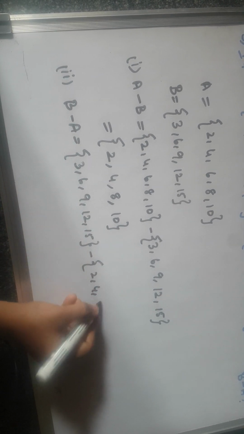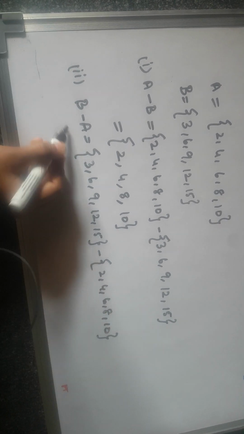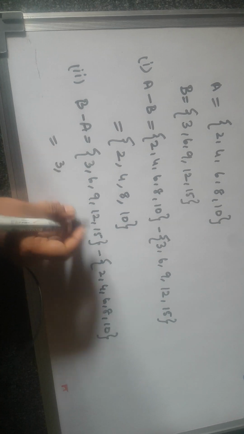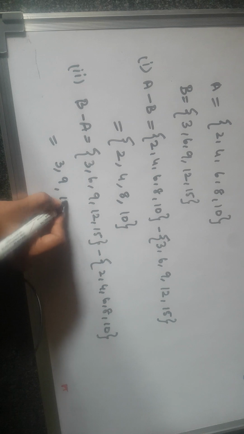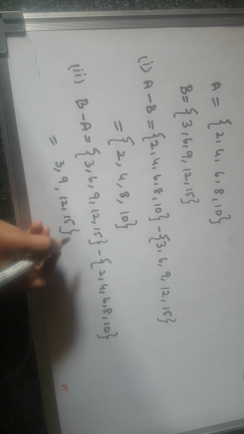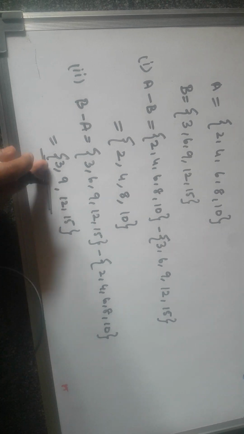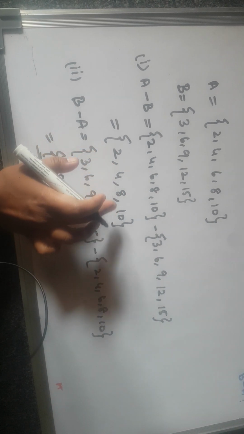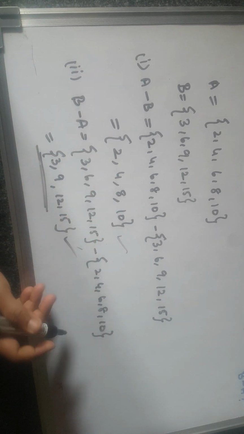2, 4, 6, 8, 10. What is the value that comes? 3 is not present, so 3. 6 is present, so we should not take 6. 9, 12, 15. So what is the value for B minus A? 9, 3, 9, 12, 15. And for A minus B, 2, 4, 8 and 10. Okay, this is the first one, this is the second one.